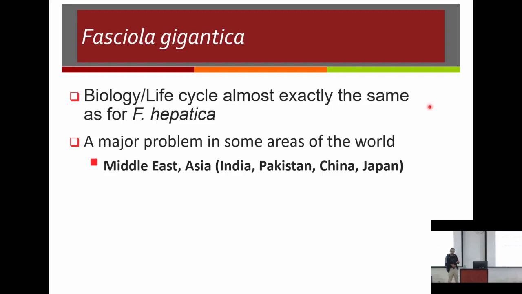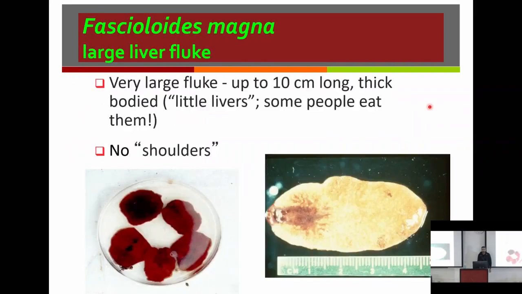Okay, so Fasciola gigantica, I will not go into detail because the life cycle, biology, and clinical features are very similar to Fasciola hepatica. The only difference is that you will see the major problem in the Middle East and Asia, like India, Pakistan, China, and Japan. So this disease is common there. Let me finish up with Fascioloides magna very quickly.